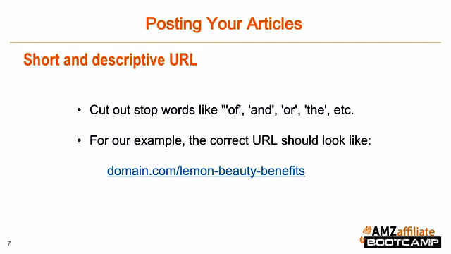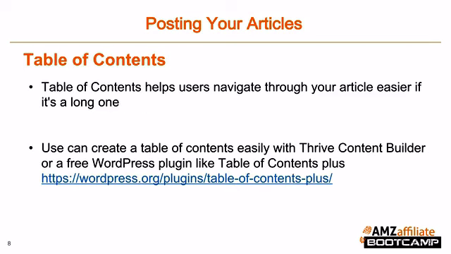So for example, the correct URL structure for the example that we gave of 13 wonderful beauty benefits of lemon for skin and hair could simply be domain.com/lemon-beauty-benefits. Next up, your post should have a table of contents. A table of contents helps users navigate through your article easier, especially if it's a long one. It's a great tool for user experience because it allows visitors to preview all the major subtopics within the content and even jump straight to the section that they're interested in.